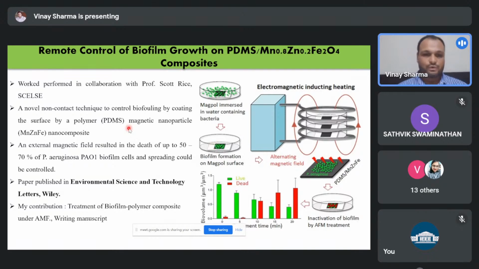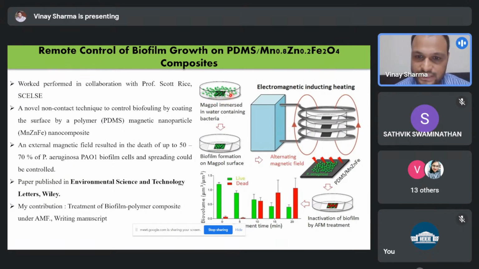So what we did here, we created another set of polymer magnetic nanoparticles. This MnZnFe2O4 means manganese, zinc, iron oxide nanoparticles. These particles are mixed with the polymer in a particular ratio, and then we immerse them inside the bacteria. You see, here in the first one, there is a black part. This black part is a magpole. We call it magpole, magnetic polymer composites.